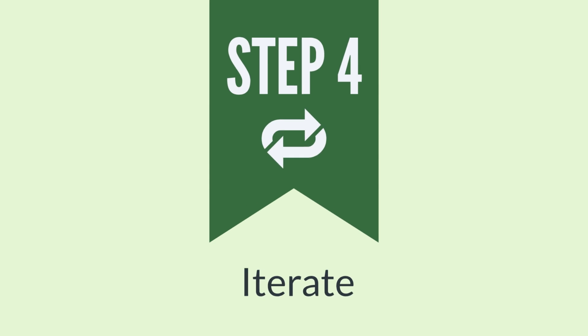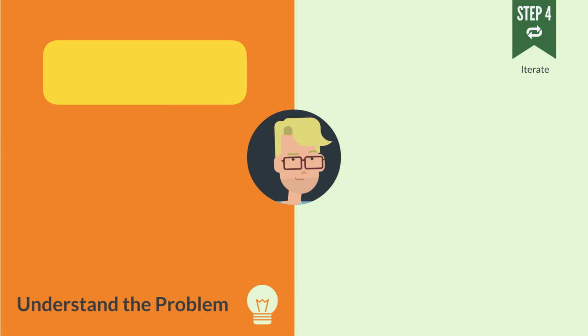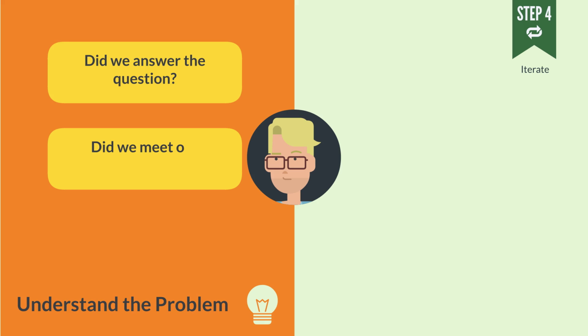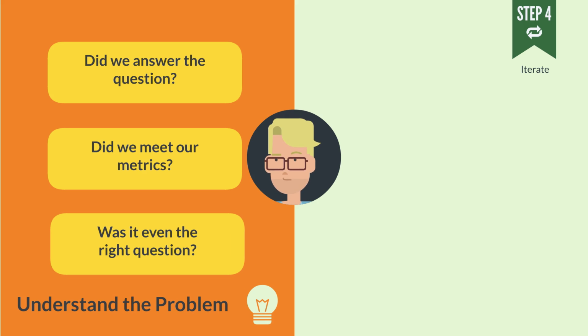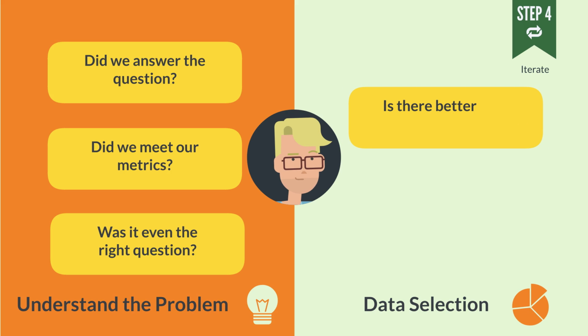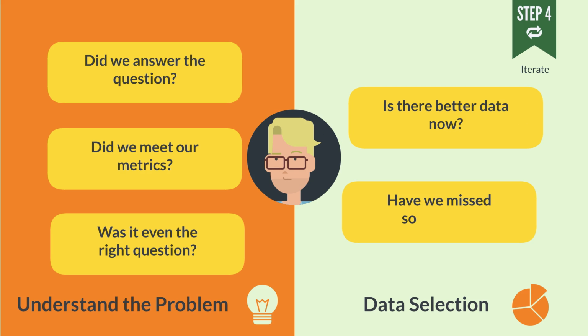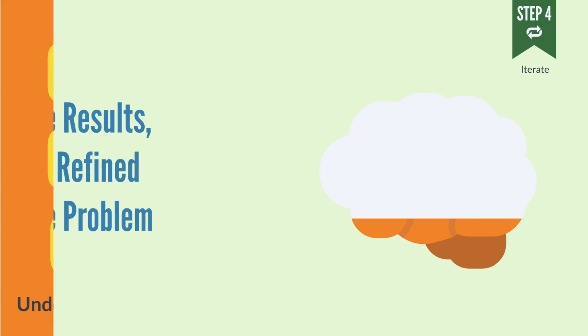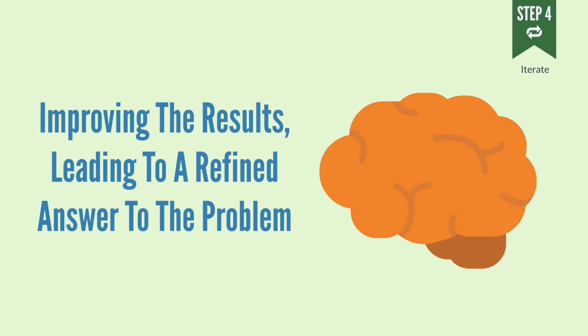Once we have come to an answer, we then go back and iterate. This is a very important step as it allows us to reassess the problem and consider whether we answered the question. Did we meet our metrics, and was it even the right question? We will also reassess the data. Is there better data available now? Have we missed something? This iteration improves the result and leads to a refined and improved answer to the problem.